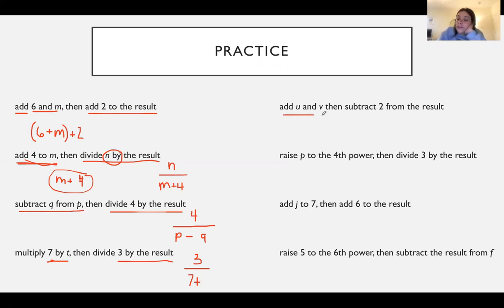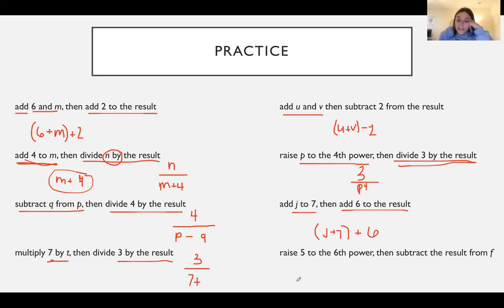Okay, add u and v, and then subtract 2 from the result. So we're going to add u plus v, and then you're going to want to subtract 2. So that's the formula. Raise p to the 4th power, then divide 3 by the result. So p to the 4th power is p to the 4th, and then again we're dividing 3 by the result. Okay, add j to 7, then add 6 to the result. So j plus 7 plus 6.